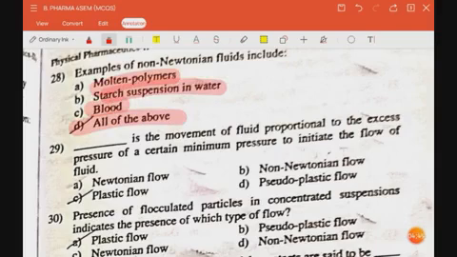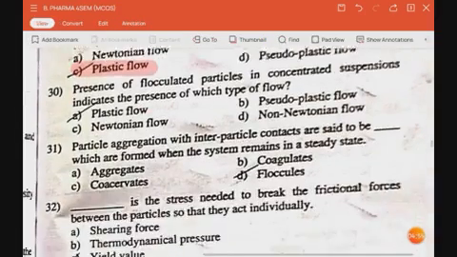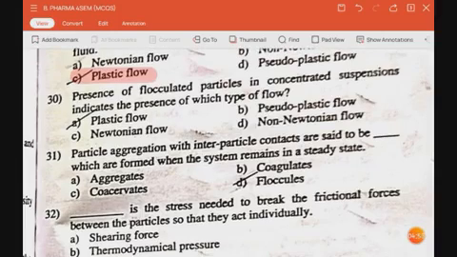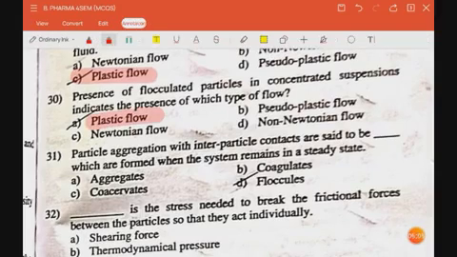The next question is dash is the movement of fluid proportional to the excess pressure of a certain minimum pressure to indicate the flow of fluid. So the answer is plastic flow. The next question is presence of flocculated particles in concentrated suspension indicates the presence of which type of flow. The answer is plastic flow.